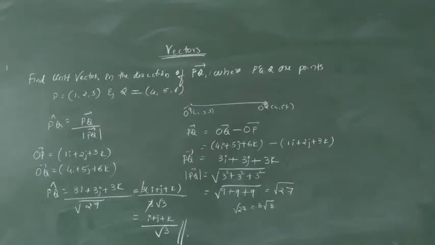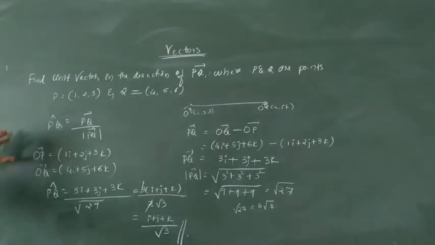The unit vector in the direction of vector PQ. Remember, this type of question arises for 2 marks, not for 1 mark. First you have to learn to write vector PQ in terms of position vectors, and after that write vector PQ in that form, and then we have to substitute in the formula.